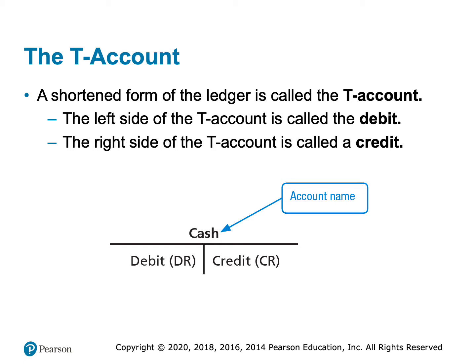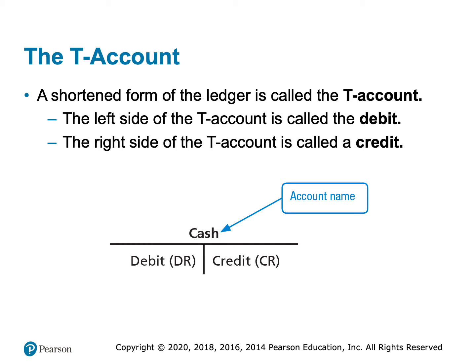Now the left side of the T account is called the debit side. Debit does not mean good. Debit does not mean bad. Debit does not mean we spent money. Debit simply means left side. Now, you'll notice that it's abbreviated DR, and there's not an R in the word debit. Debit is a shortened form of the word debenture, which does have an R in it.